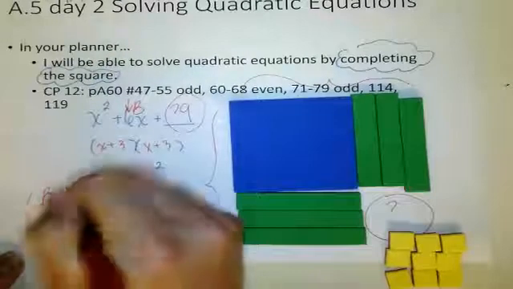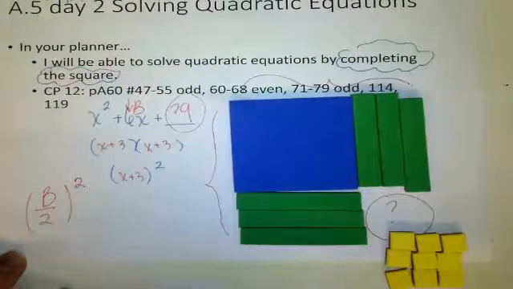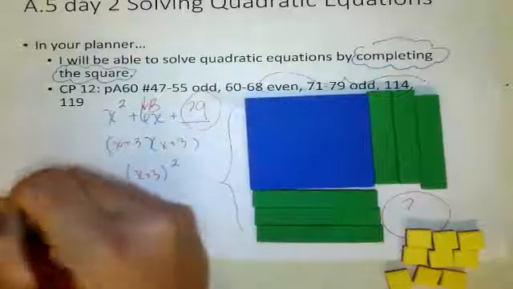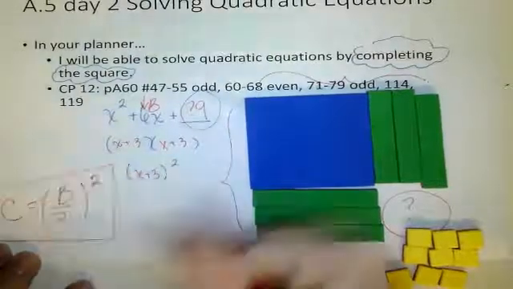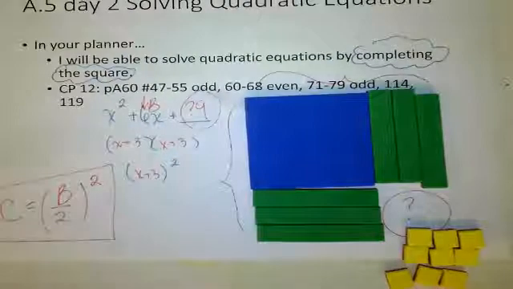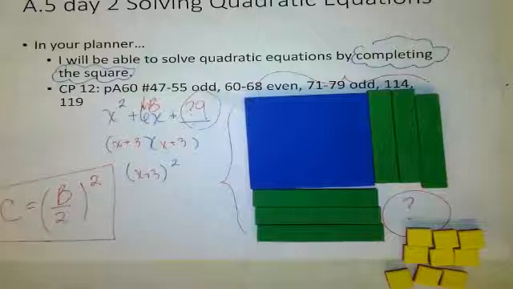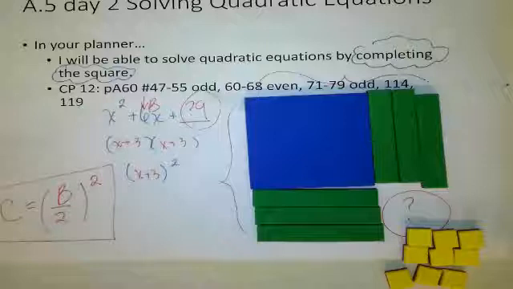You square it. All right? And so this is how we figure out that missing C value, ladies and gentlemen. Okay? Every time. Okay? Folks, that's completing the square. Was that really eye-opening for you? I think it's really neat. It's something to think about anyway.